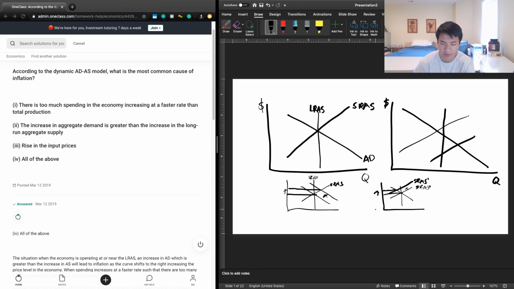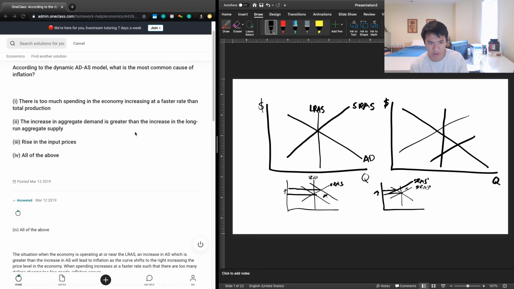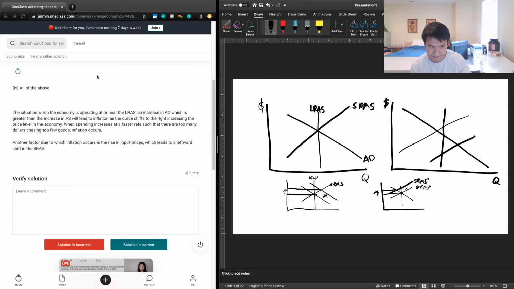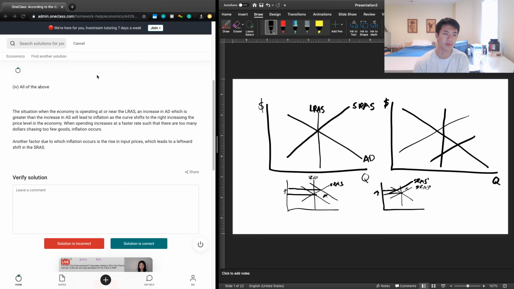And so it seems that we have kind of nailed down that in all these cases, inflation is going to be occurring in the dynamic aggregate demand, aggregate supply model, and we can confidently pick all of the above as our answer choice. So let's take a look at what the other tutor said.